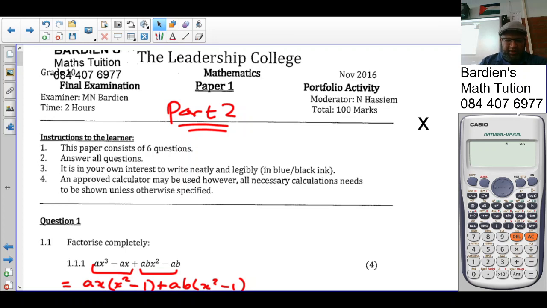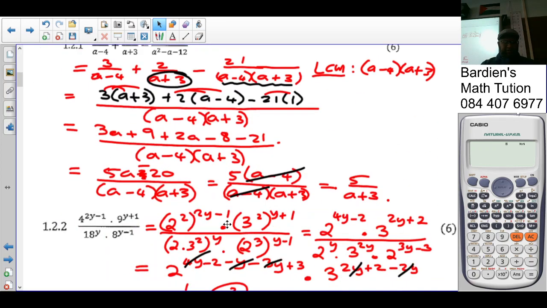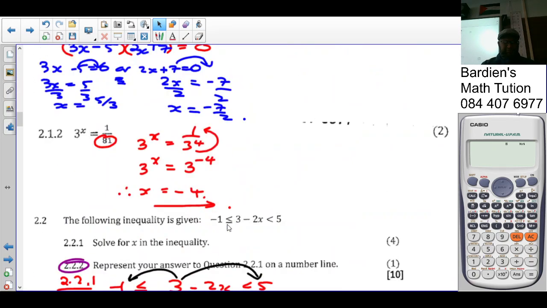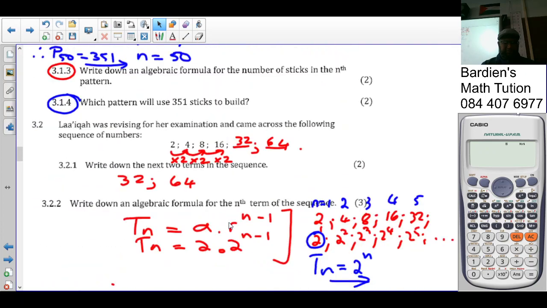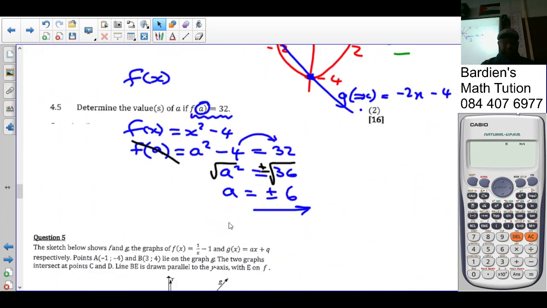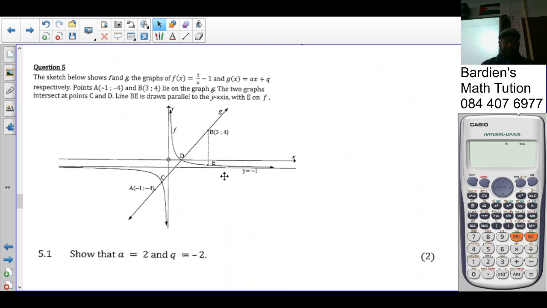Okay, as promised, we're going to complete the grade 10 November 2016 paper 1. We stopped at question 4 yesterday, so we'll carry on from question 5 onwards.